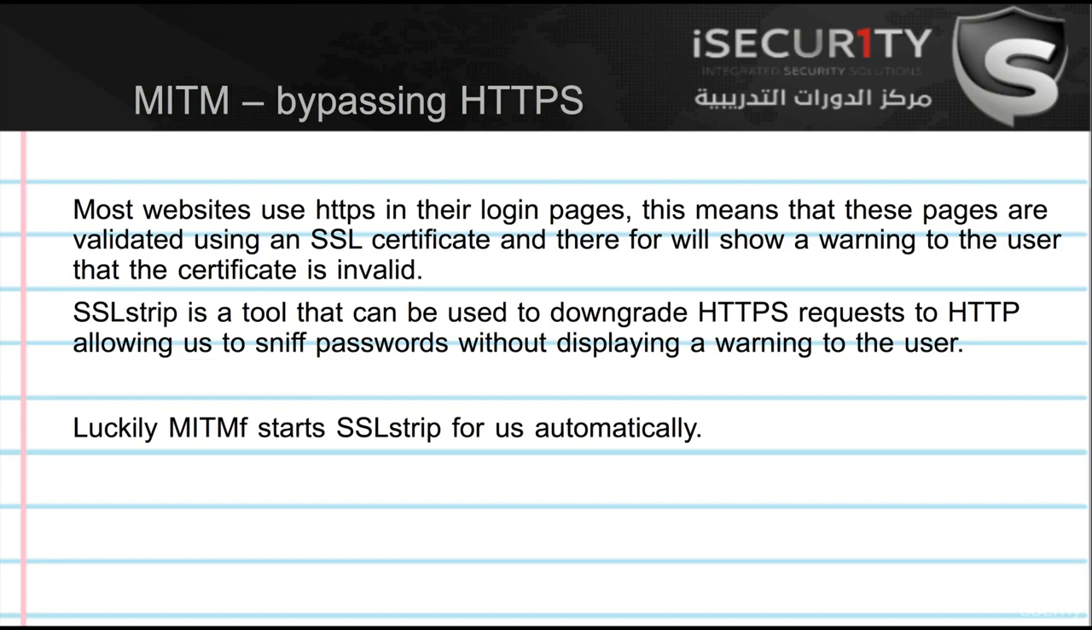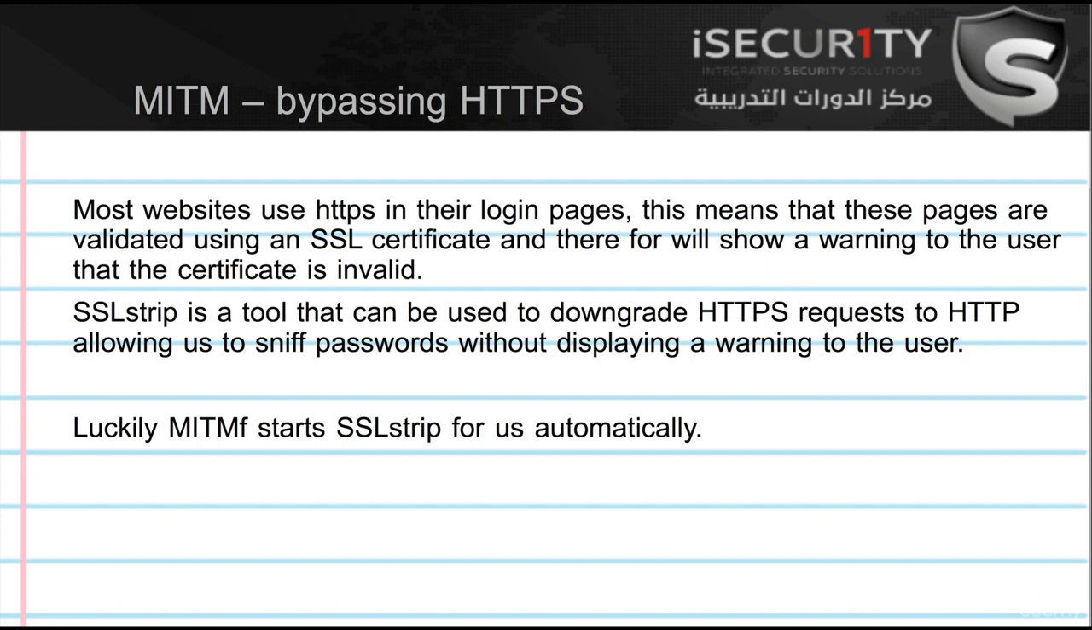Now, in the previous video, we saw how we can sniff and capture anything sent over HTTP requests. Most famous websites use HTTPS instead of HTTP. This means that when we try to become the man in the middle, when the person goes to that website, the website will display a warning saying that the certificate of that website is invalid. That way, the person will be suspicious and probably won't log into that page.